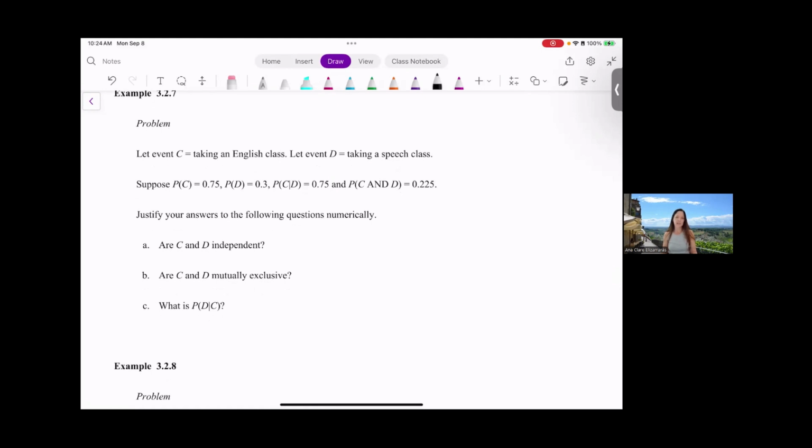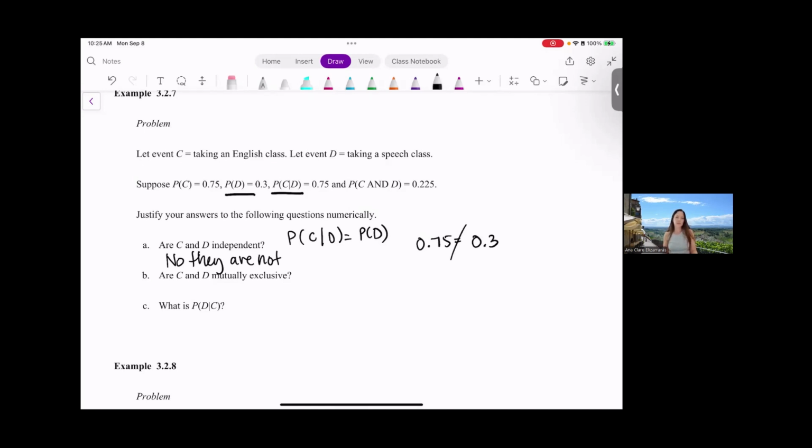Are C and D independent? In order for C and D to be independent, one of the three that we just did in a previous example needs to be true. I could say that they're independent if the probability of C given D is equal to the probability of C. Notice that I have C given D and I have C, so those are very easy to compare. I don't need to do any other calculations, but the probability of C given D is 0.75 and the probability of C is 0.3. Those are not equal. So no, they are not independent.